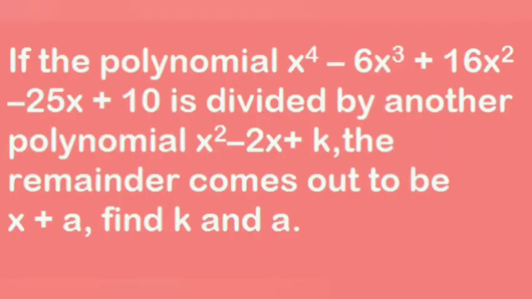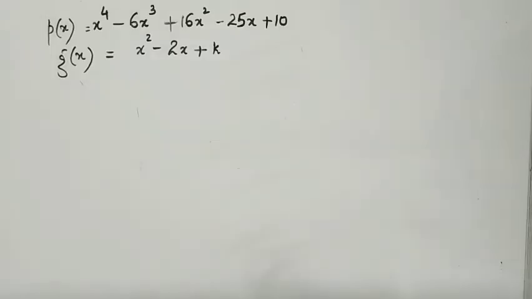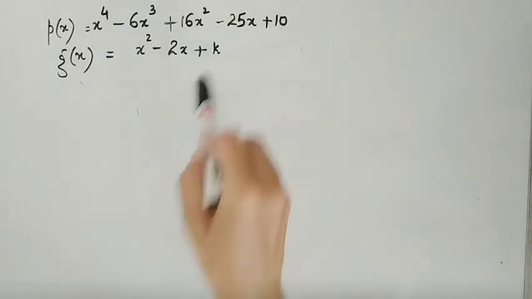Now taking up the last question of this exercise 2.4. The question says if the polynomial x raised to power 4 minus 6x cube plus 16x square minus 25x plus 10 is divided by another polynomial x square minus twice of x plus k, the remainder comes out to be x plus a. We need to find the values of k and a. So here this biquadratic polynomial would be divided by a quadratic polynomial which contains the unknown variable k.